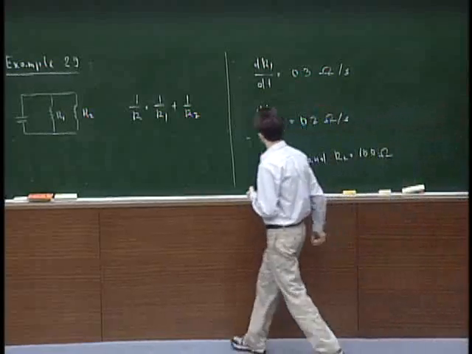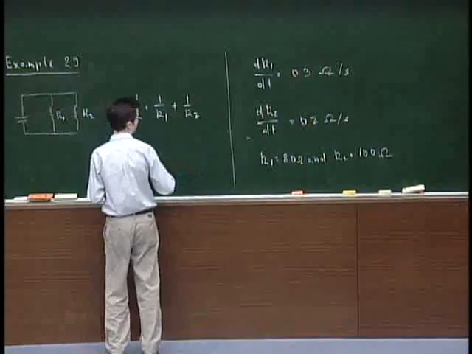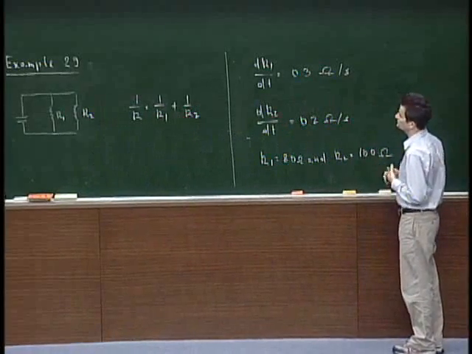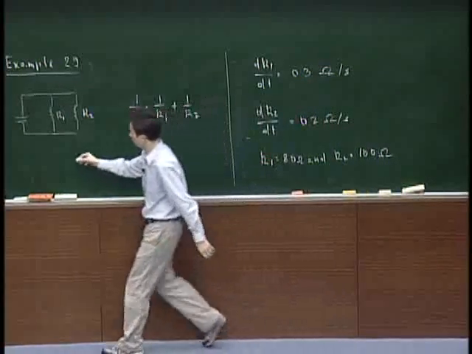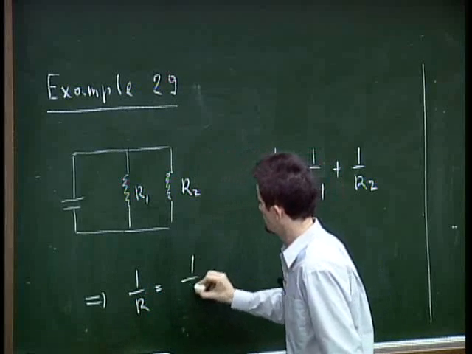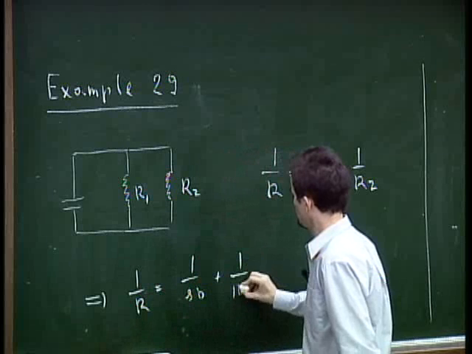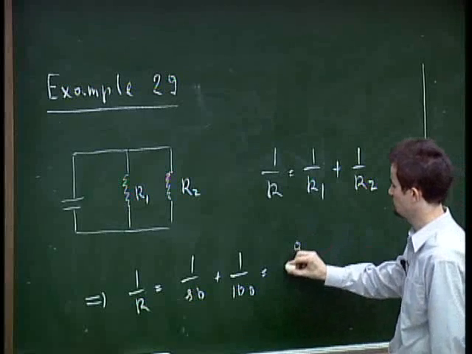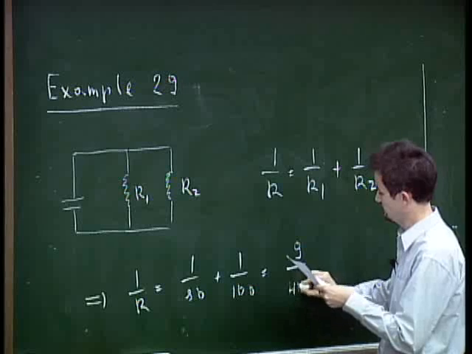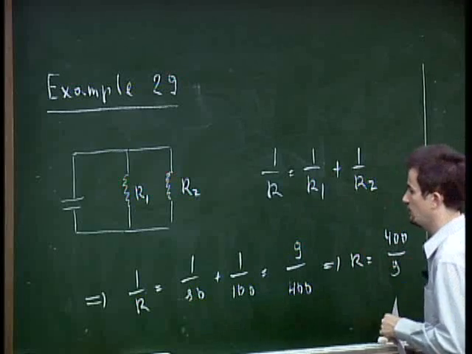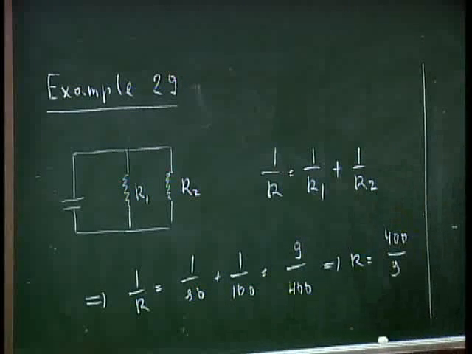So in this case, you have to compute first for the case where R1 is equal to 80 ohm and R2 is equal to 100 ohm. You use this formula in order to compute the total resistance, which is 1 over 80 plus 1 over 100. I have written this down, then I don't have to do these very easy simplifications on my own. So 9 over 400. Okay, so R is equal to 400 over 9. And now you take the derivative, so everything depends on the time here.